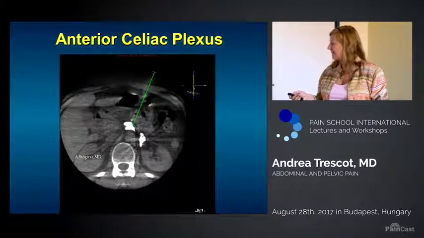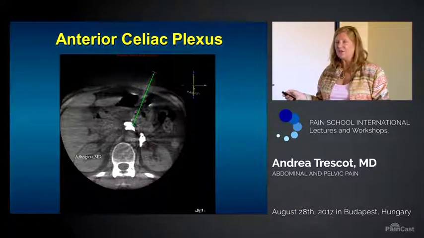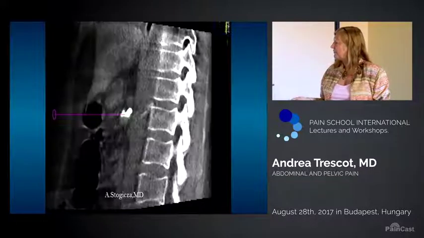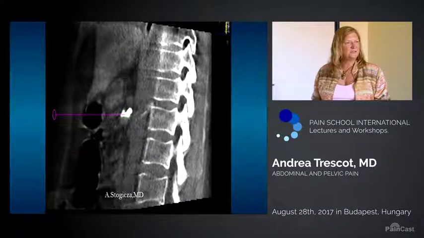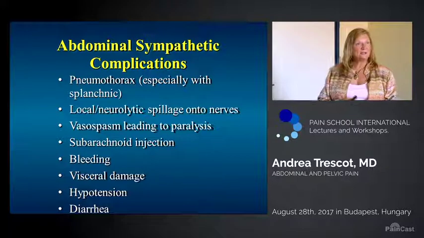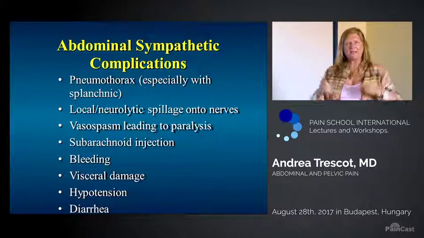And one of the ways, by the way, the radiologists do all their anterior node biopsies is just done like this. And from a 3-dimensional view, what you see is the medicine right there in the anterior portion. Here's the aorta and just anterior to it. Complications are predictable: pneumothorax, especially with the celiac. If the local or neurolytic goes where you don't want it to go, you can get subarachnoid injection if you're not recognizing where you are, you're on a nerve root, bleeding, visceral damage.